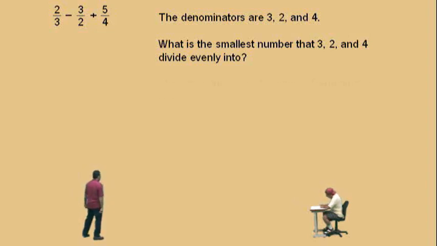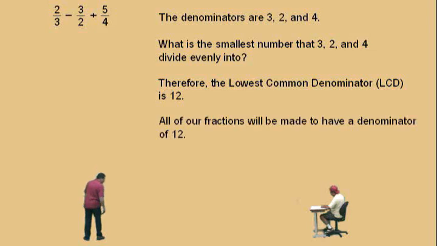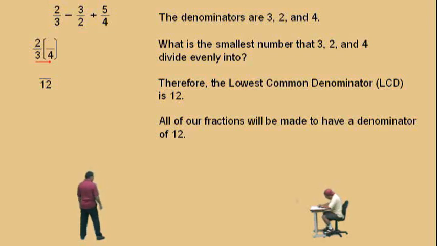Charlie, what's the smallest number that a 3, 2, and a 4 divide evenly into? 12. Yes, now it's a 12. So our lowest common denominator is 12, and therefore all of our fractions will be written with a denominator of 12. So here we go, Charlie, 2/3. We're going to write it as a fraction with a denominator of 12. Now, what do I multiply that 3 by to get 12? 4. So I must multiply the top by 4. And now, what's 2 times 4, Charlie? 8. And 3 times 4 is 12.